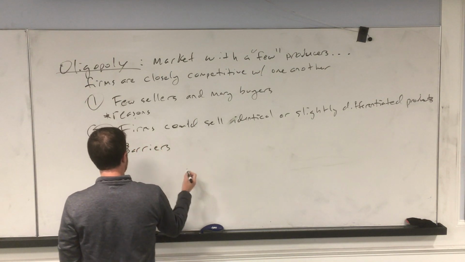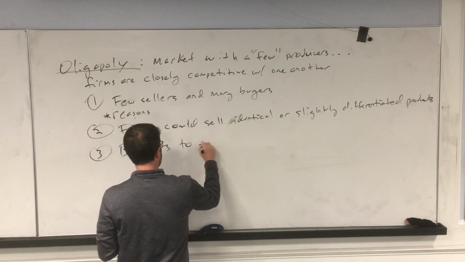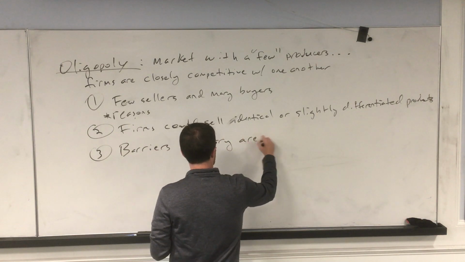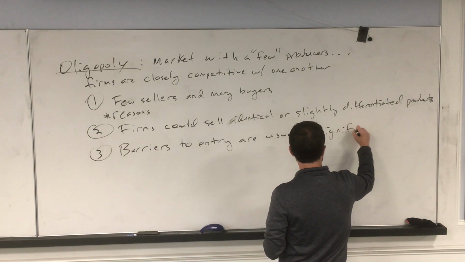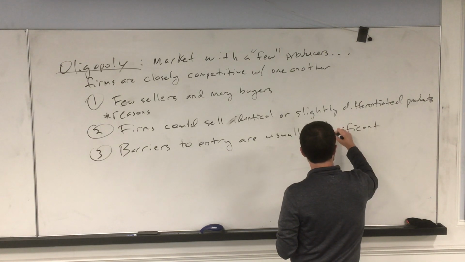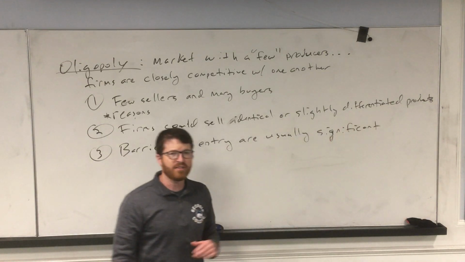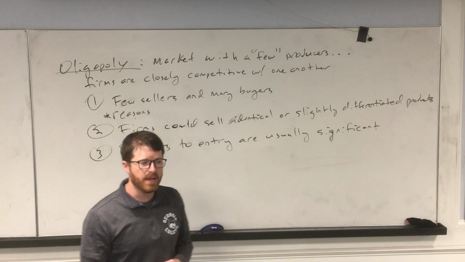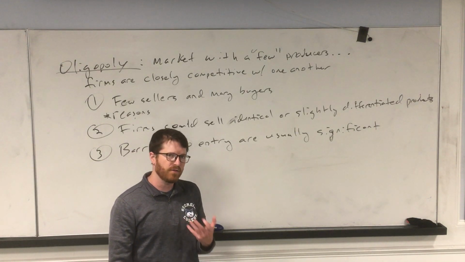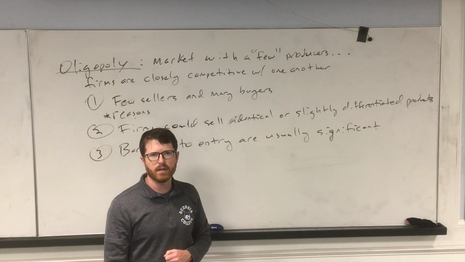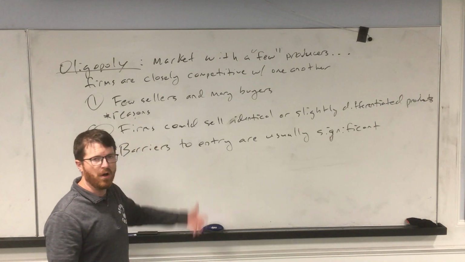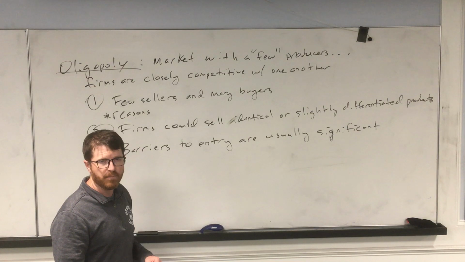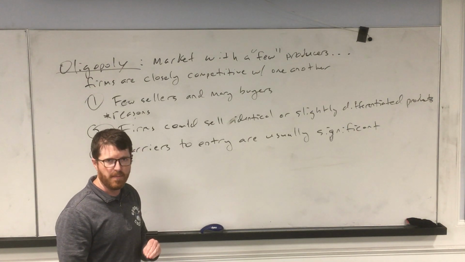And then the third thing to recognize is that the barriers to entry are usually significant. So there's usually some reason why there are just a few firms. It might be high startup costs. It might be that there are economies of scale which make it too hard to penetrate that market. Or it may simply be that there are rules or laws that stop me from being able to enter the market. But usually there's some reason this is happening.